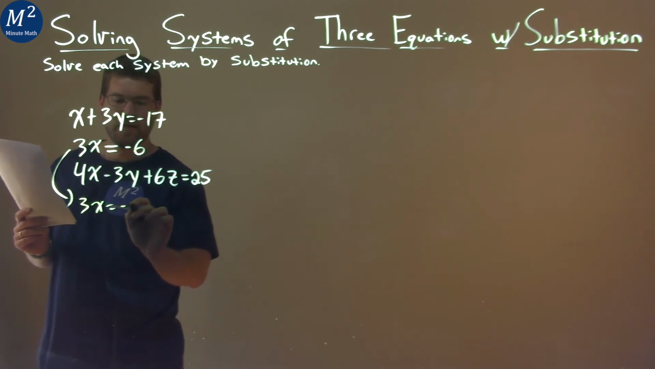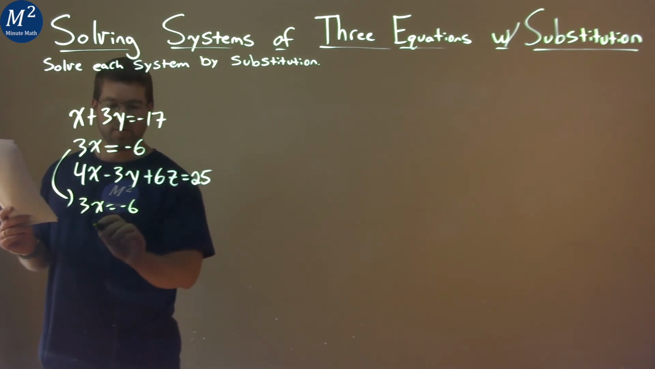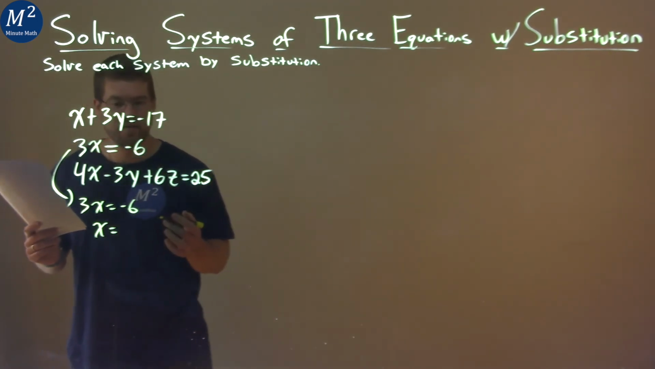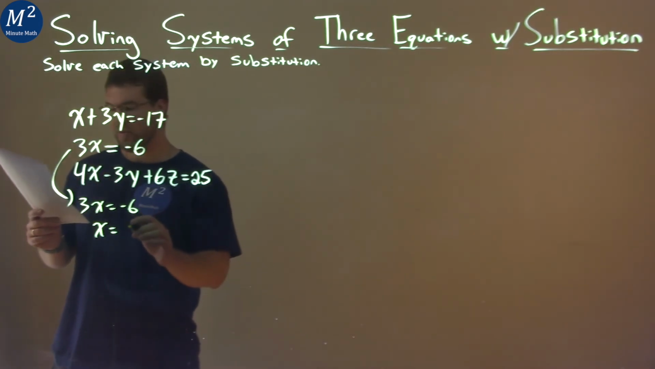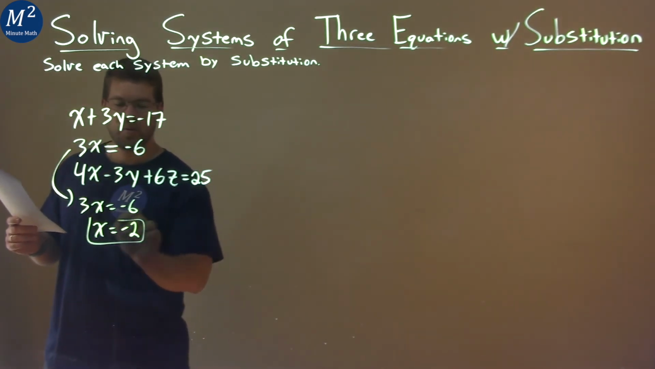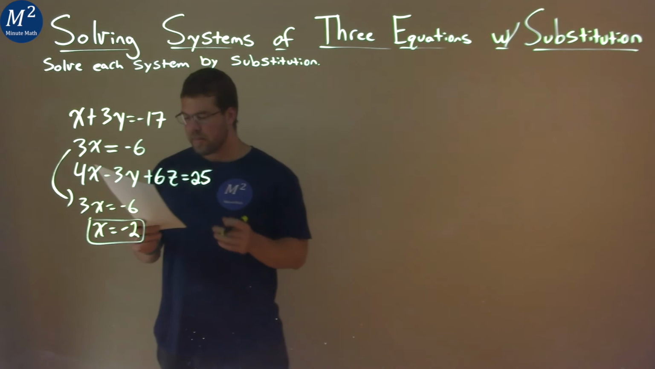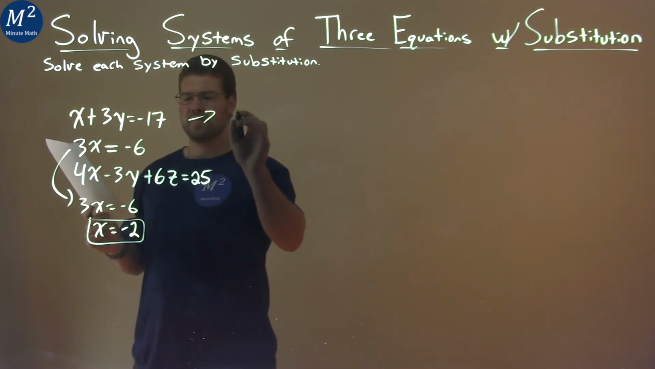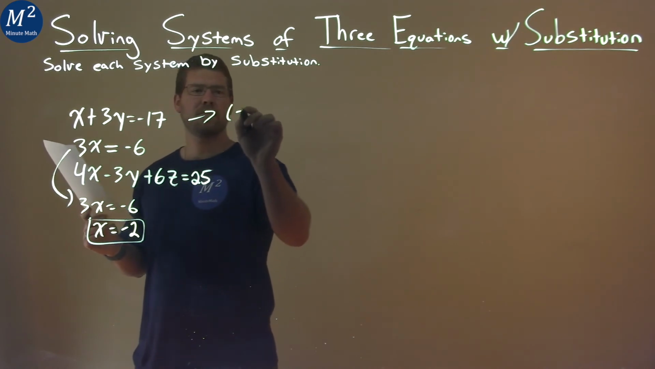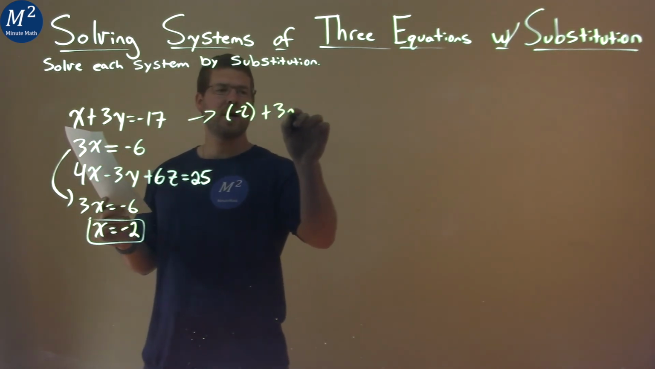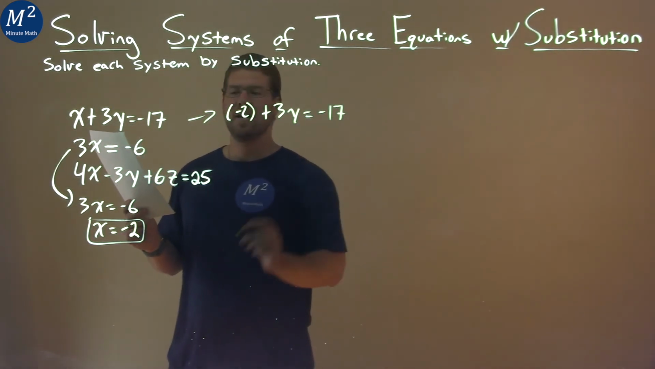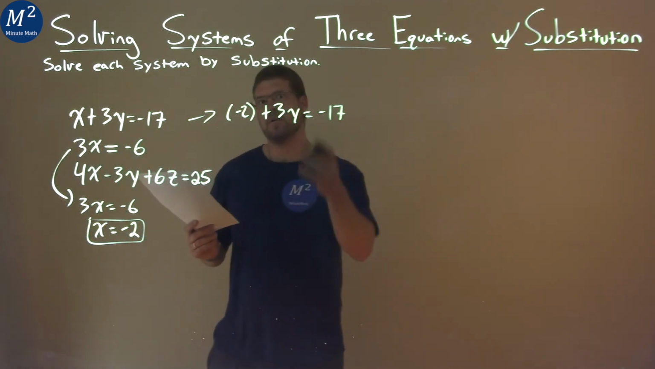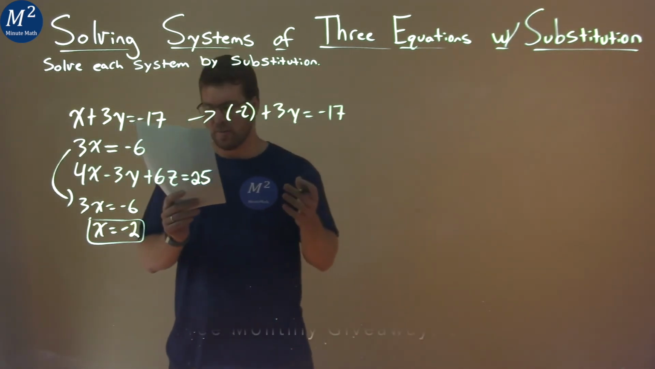3x equals negative 6. If I divide 3 to both sides, very quickly get x by itself, and negative 6 divided by 3 is a negative 2. So we got one of the values very quickly, which is great. Well, we can take that actually with the first equation. And instead of x, we're going to put a negative 2 in. And now we have plus 3y equals negative 17. And look at that. We have an equation already with just y as the only variable.